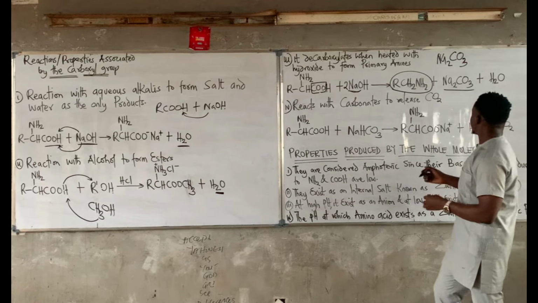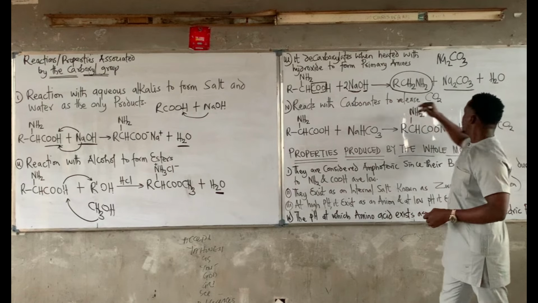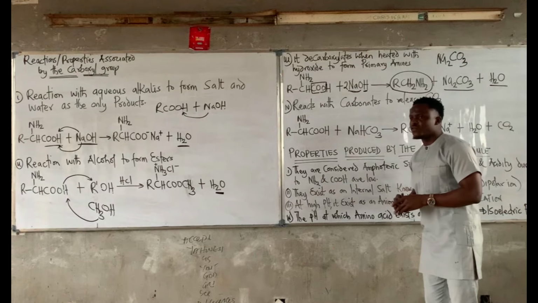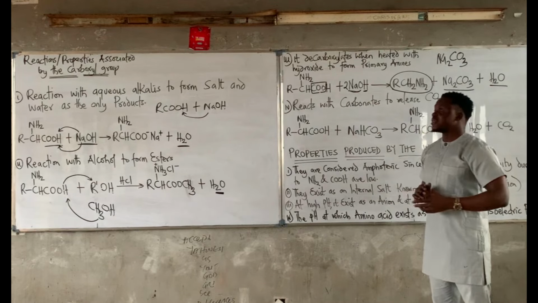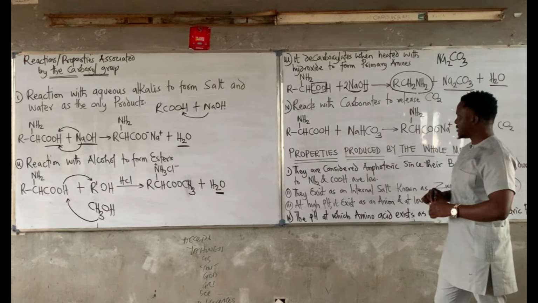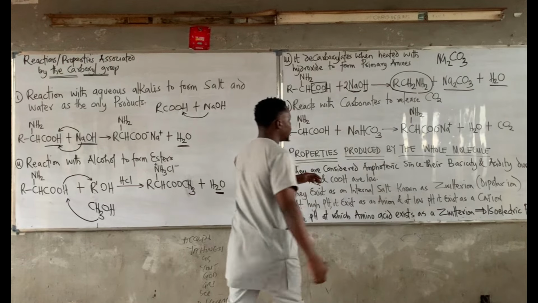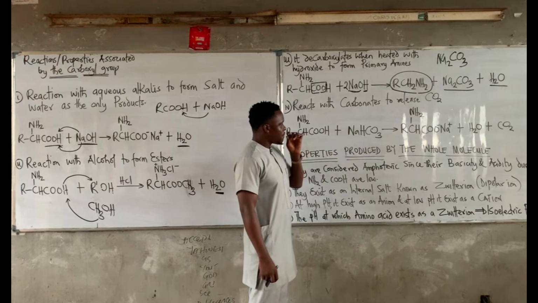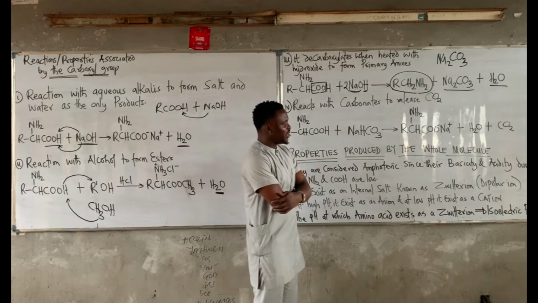And do not forget that H2, hydrogen, is going to be left here and one oxygen, which of course is going to form water. So in case you're being asked, the decarboxylation of amino acids in the presence of sodium hydroxide is going to give us primary amines. Don't forget that. Now, when you react amino acid with carbonate, what you're going to have is going to be release of CO2.